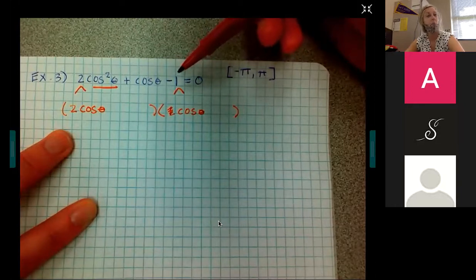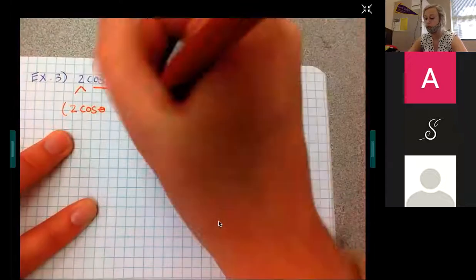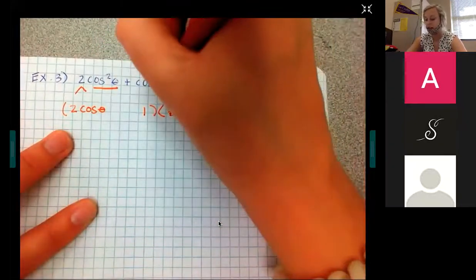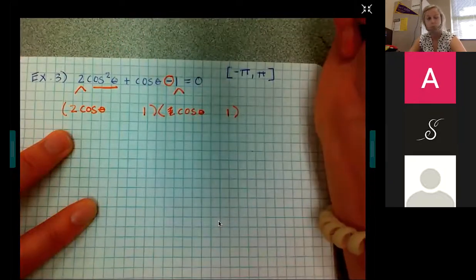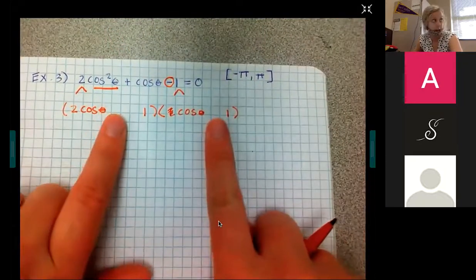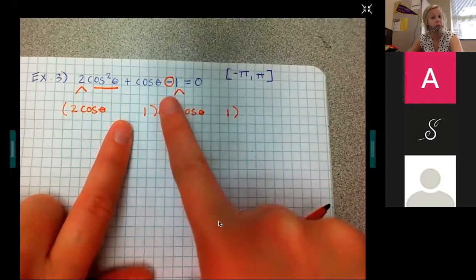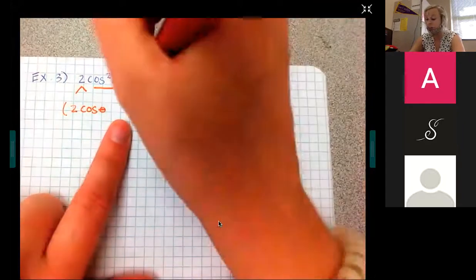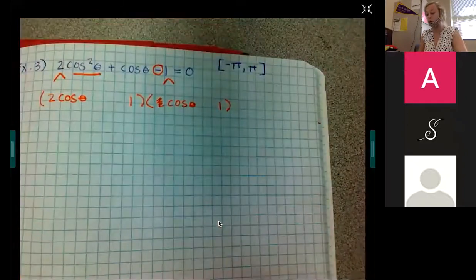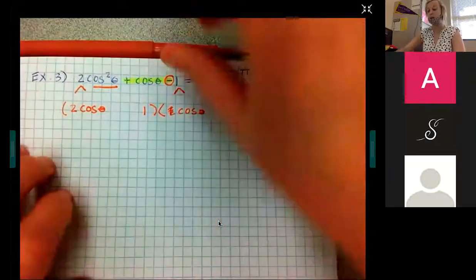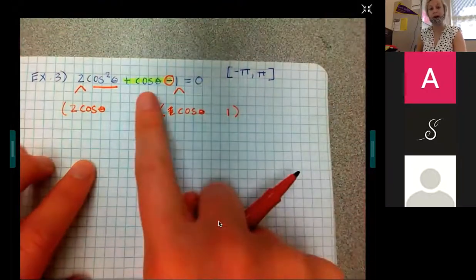What are the factors of 1? 1 and 1. So I gave you an easy one. Now look, this is what Kevin was saying. It's negative, which means my sign should be different. Does everybody agree? Because a positive times a negative is what gives us a negative. But I want a positive cosine in the middle. That's what I'm trying to get. So where should the positive go so that we get a positive cosine?